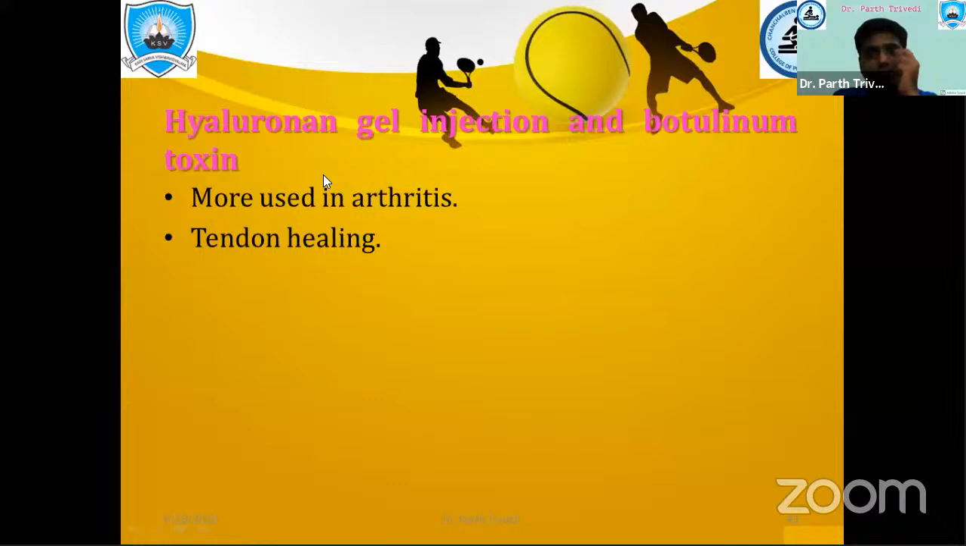Hyaluron gel injections and botulinum toxins, yes, are more used in arthritis and tendon healing. Yes, limited studies are available. Why tendon and arthritis? Because cartilage and tendon have similar properties when it comes to healing. So that is why these kinds of injections and botulinum toxins are used. One more disadvantage with botulinum toxin is that you need to immobilize your fingers, and then it leads to stiffness of these fingers when we remobilize. So it is generally not advocated.